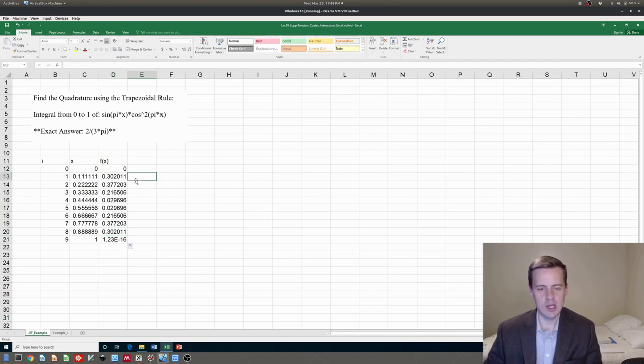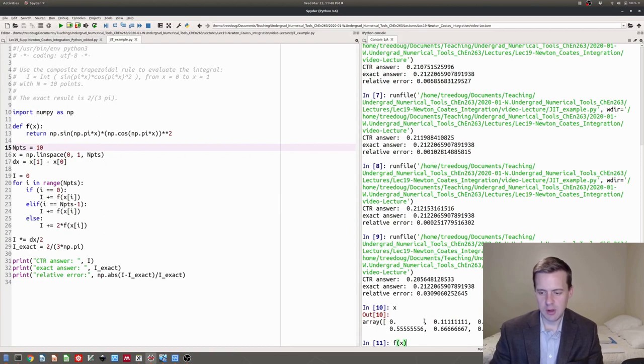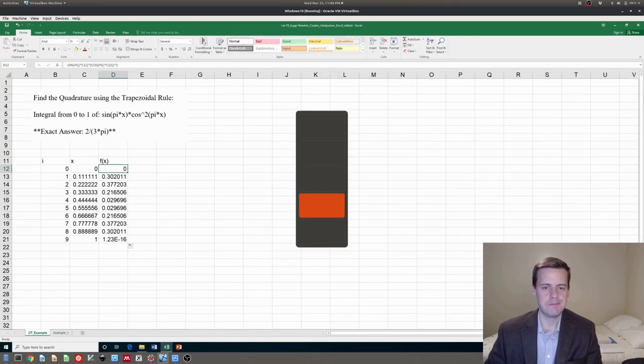And if I want to check that against my previous answer, let's note that, like 0.302, I can go look at Python up here, and I can do f evaluated on that array of x values, and I get the same thing back. And lo and behold, I get 0.302, or 3.02 times 10 to the minus 1.